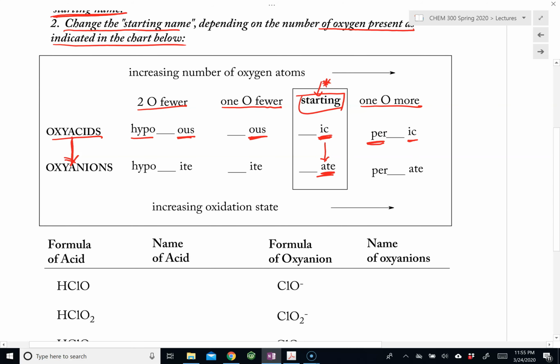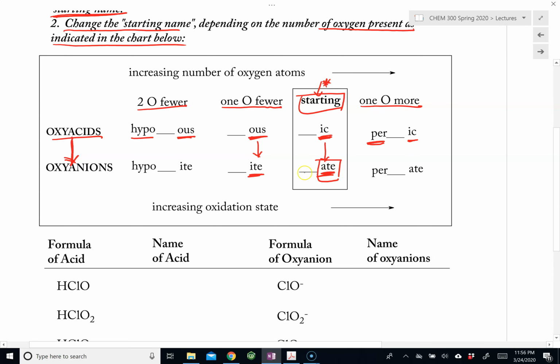And similarly, to now name the oxy anion, again, the most common one will have the ate ending. And if we were to now have an oxy anion that is 1 oxygen fewer compared to the most common one, the ic ending would now become the ite ending. So basically, an ous acid becomes an ite oxy anion.